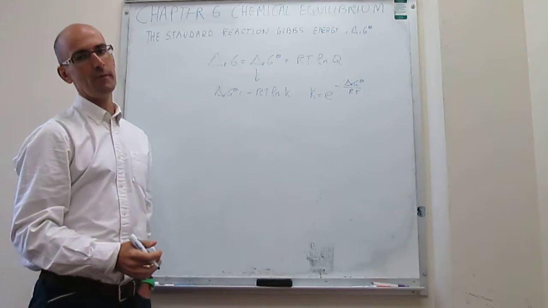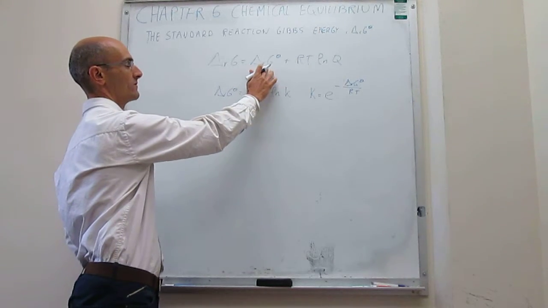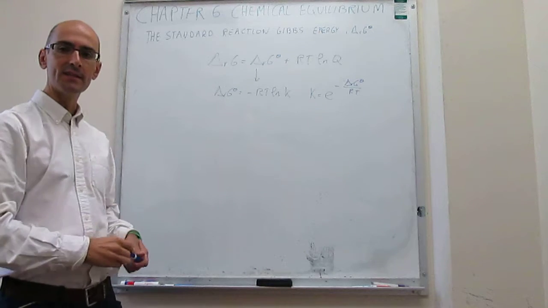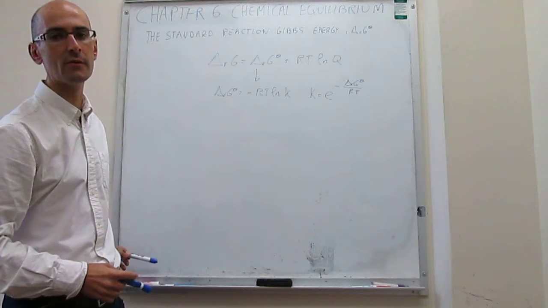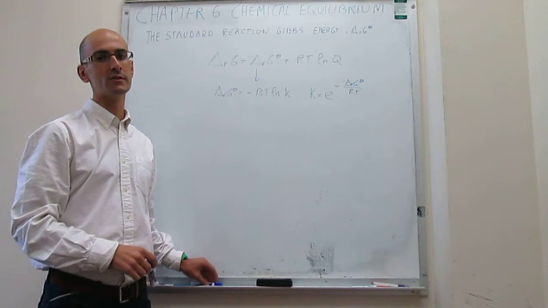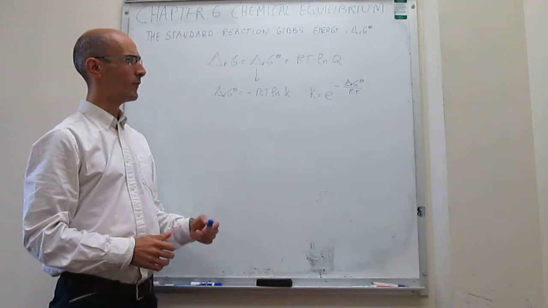So again, something that you need to do all of these calculations is the reaction molar Gibbs energy at the standard state. Remember that the standard state is defined as gases having a pressure of 1 bar, and the concentration of solutes being 1 molar. Now, the question is, how do we get those numbers?